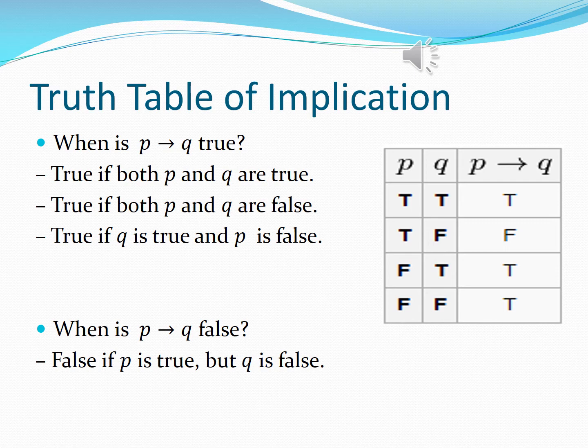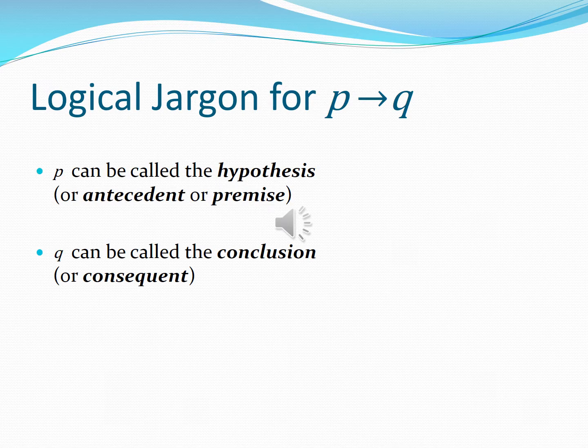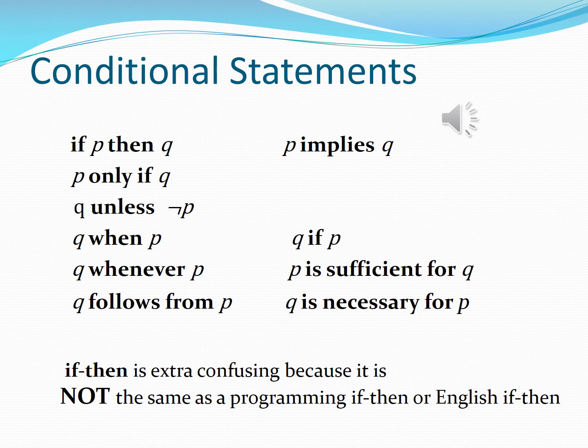It's false if P is true but Q is false. Logical jargon for the statement if P then Q: P can be called the hypothesis, antecedent, or premise, while Q can be called the conclusion or consequent.